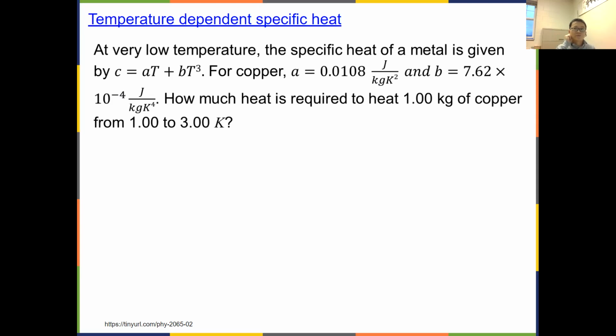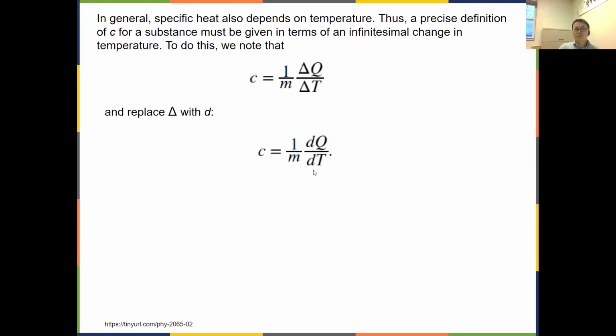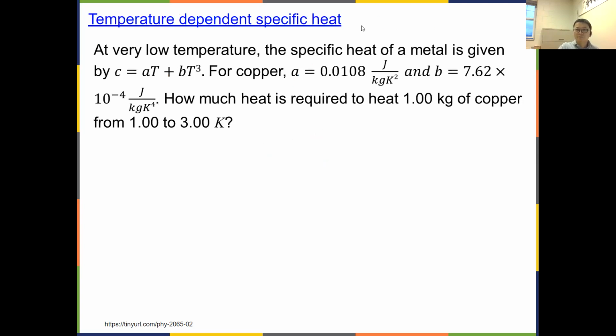If you have a problem where the heat capacity is temperature dependent, then you are going to go to the differential form, the one here: C equals 1 over m dQ over dT. So you take the equation down, and then you work on this problem. Let's switch to the camera so you can see the work on the paper here.